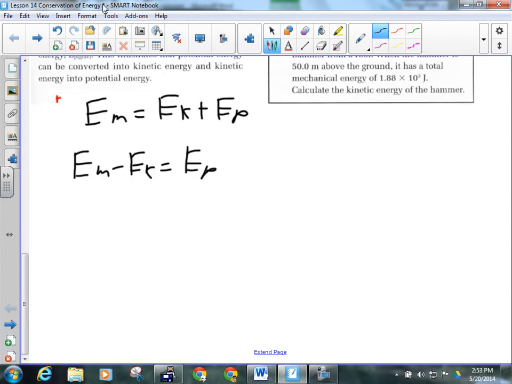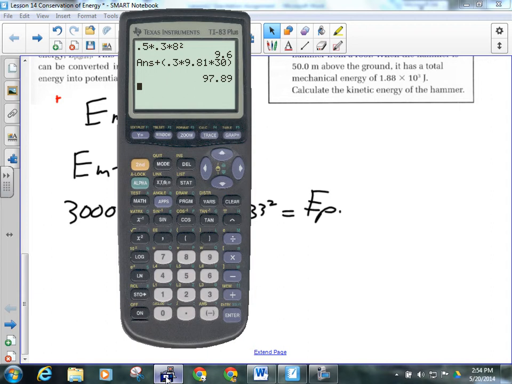Right, so now I just plug in my numbers, or plug in my formulas here first. This I was told was 3,000 joules minus 1/2 mv squared. So 1/2 times the mass, 55, times 8.33 squared should give me the potential energy. Agreed? All right. So when I plug in my numbers there, 3,000 minus 0.5 times 55 times 8.33 squared. All right, leaves me with 1,091.8 joules of potential energy.